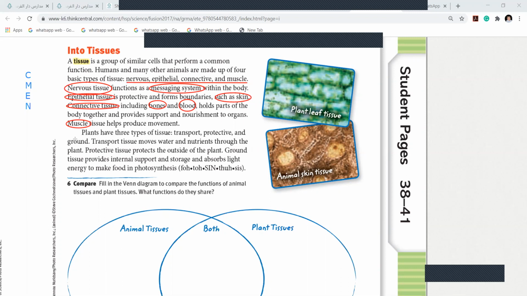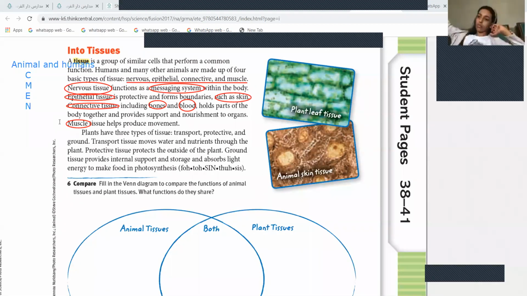Okay? This was about animal and human tissues. Girls, can you say it on your own without seeing here? Try. Yes, Leen? Animal and human. Tell me the name of the tissues first. C for which tissue, Yaleen? I can't hear you. Okay, now I can hear you. Yes, Leen. C for which tissue?